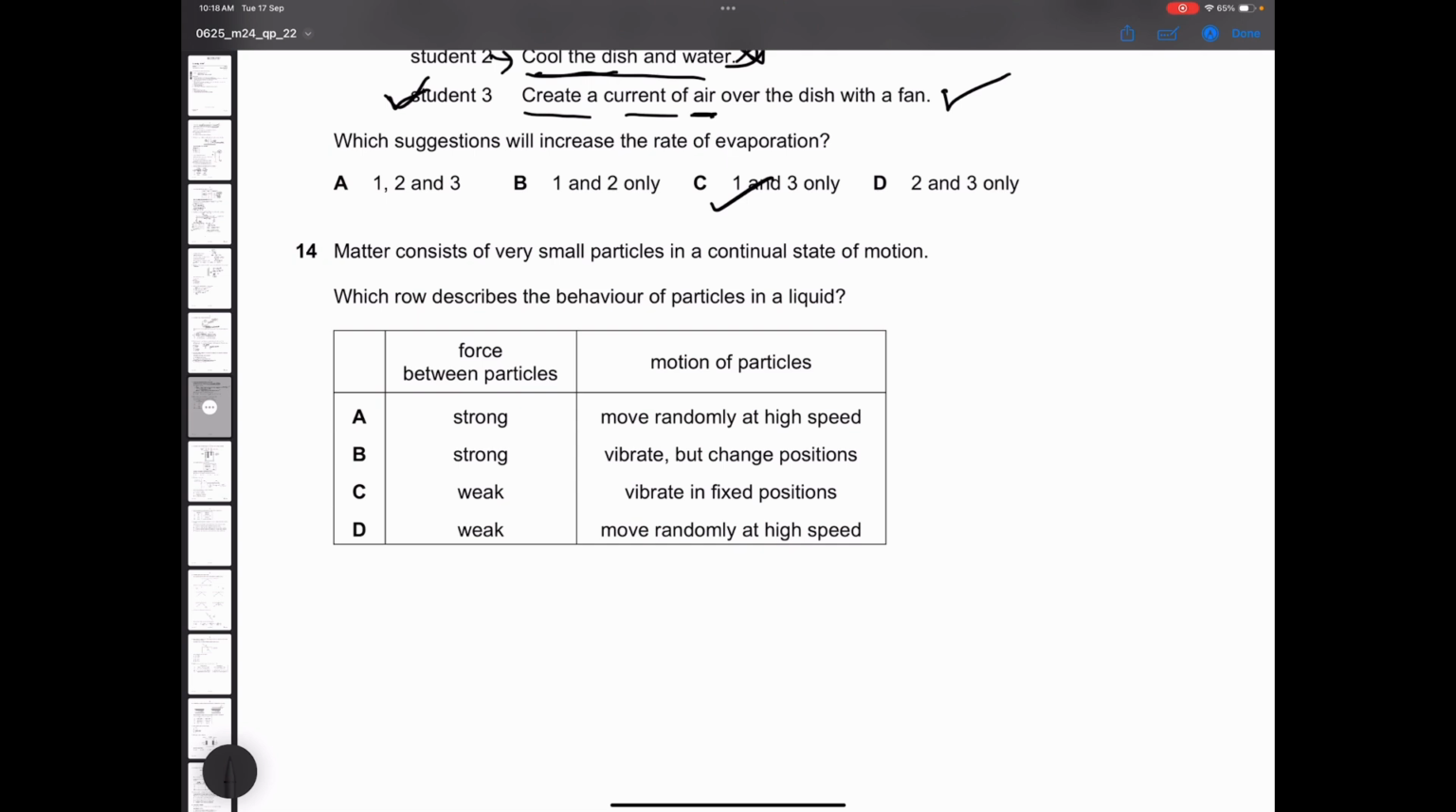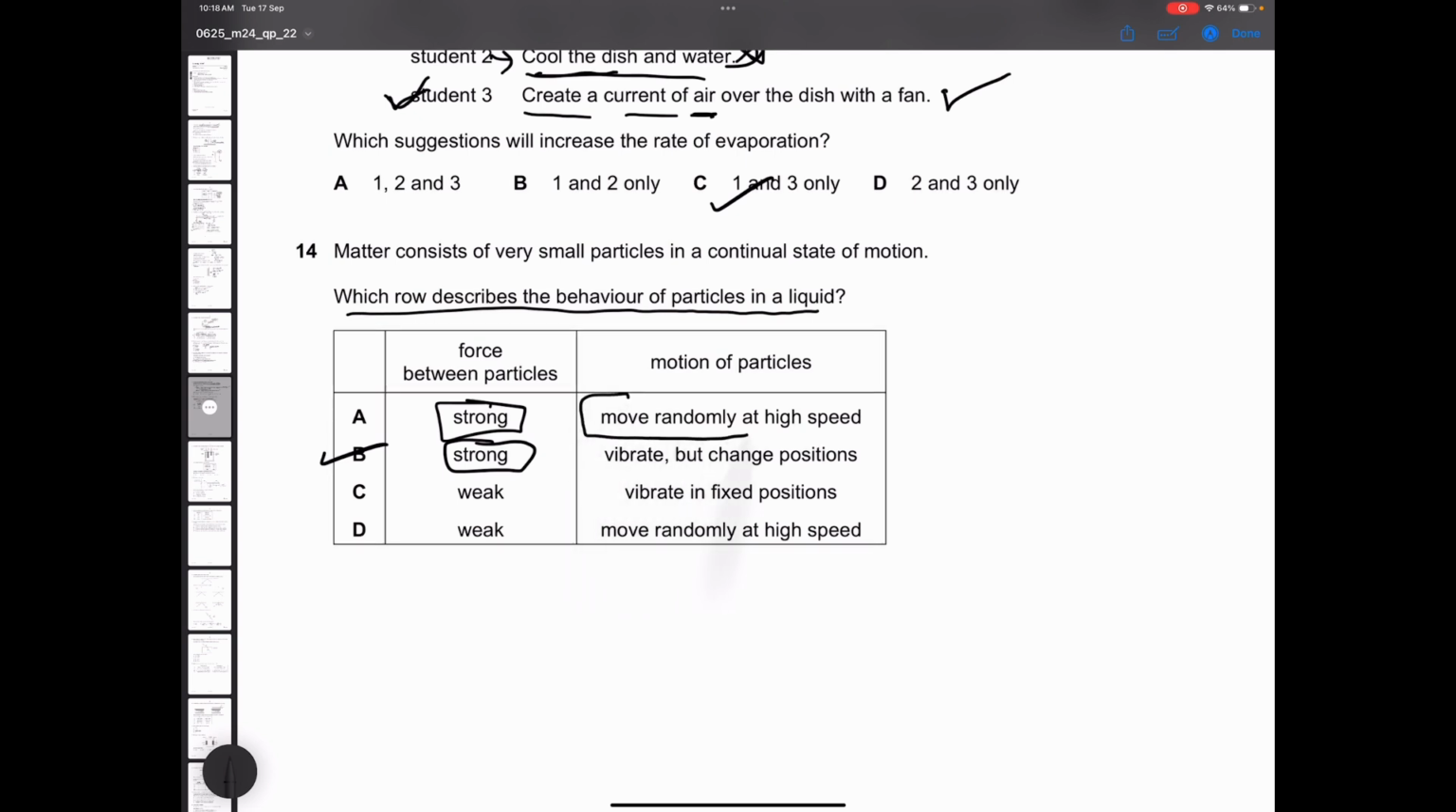Next question. Which row describes the behavior of particles in a liquid? In a solid, particles are fixed and they only vibrate at a fixed position. But in liquids, the forces are a bit weak compared to solids, but still strong enough. So, strong, we will have to pick. In gases, the forces between particles are very weak. In liquids, they are still strong. And for solids, they only vibrate at fixed position. Liquids, however, can change their positions and still vibrate. So the correct answer to this question will be B.